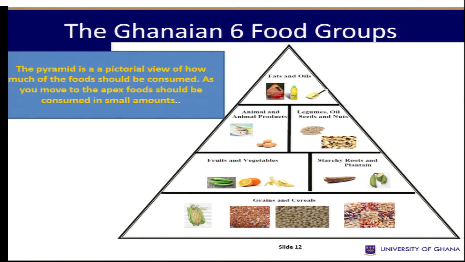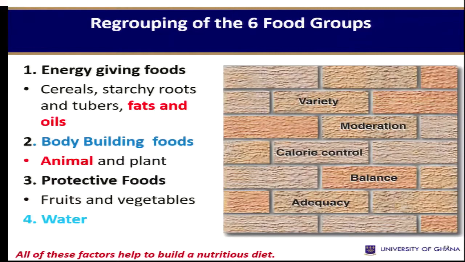Then we have our starchy roots and tubers. The fats and oils, as a pyramid, that is the smallest that one should have. So it is very, very important. Very, very important that this should guide us as we educate our people.